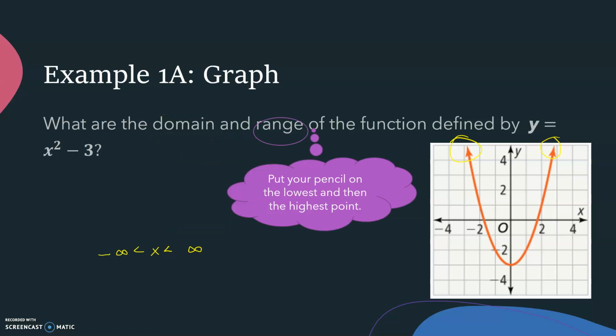For range, because range is y-coordinates, range is describing how tall our function is, we're going to start low, and the lowest point has a y-coordinate of negative 3, and there is actually a point there. So the y-coordinates are going to go from negative 3, and then we go to the highest point. Well, there's a tie, but they're also both going to infinity, so that would be our range.